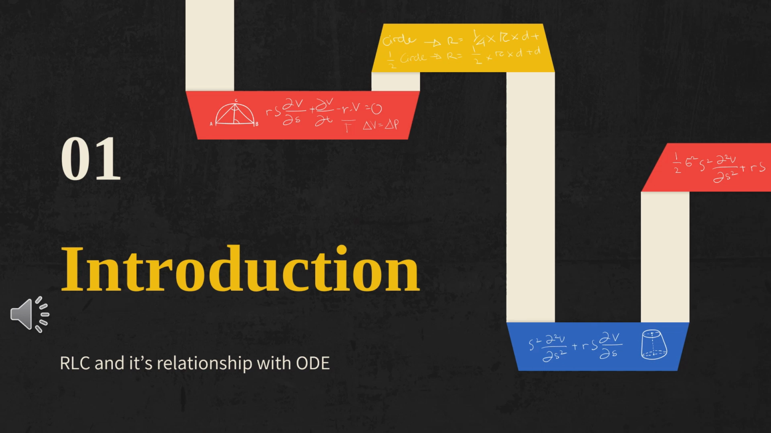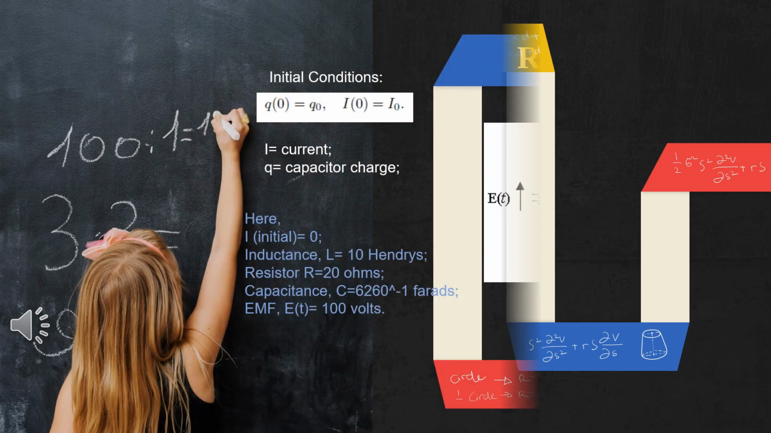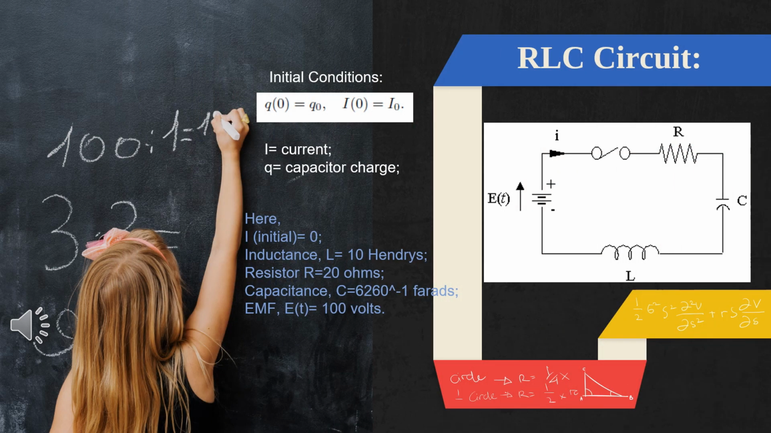Now I'm going to explain the introduction, which is regarding the RLC circuit and its relationship with the ordinary differential equation. So what is an RLC circuit? An RLC circuit is an electrical circuit which consists of a resistor, capacitor and an inductance that might be connected in a series or in a parallel way. The initial conditions are given here according to the questions, and also according to the questions the values of the inductance, resistor, capacitor and the electromotive force are shown here.